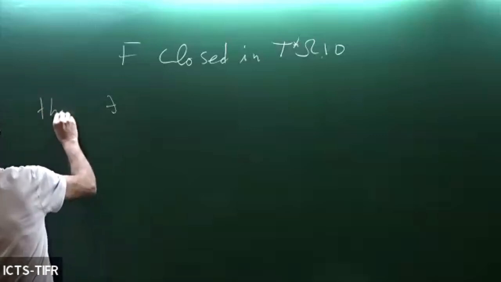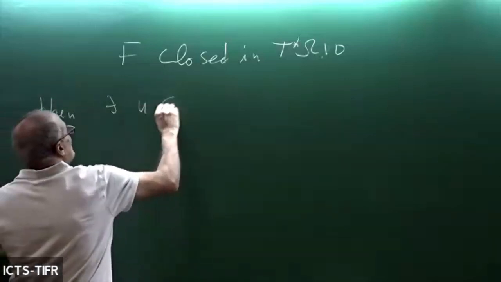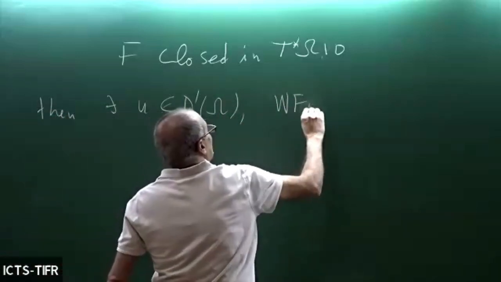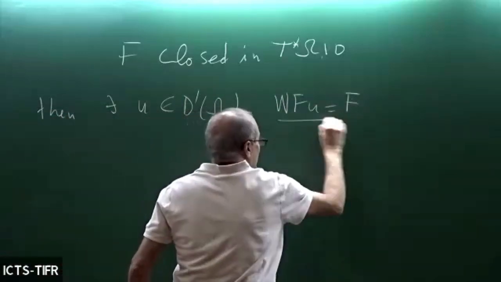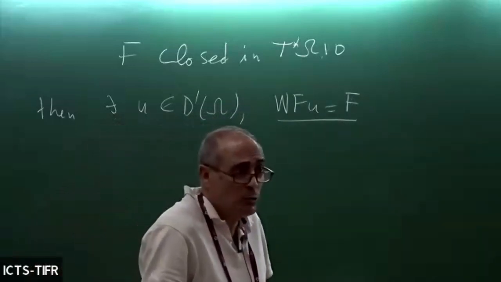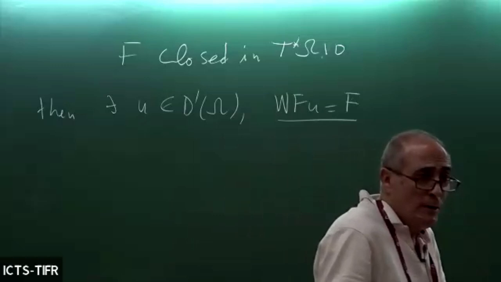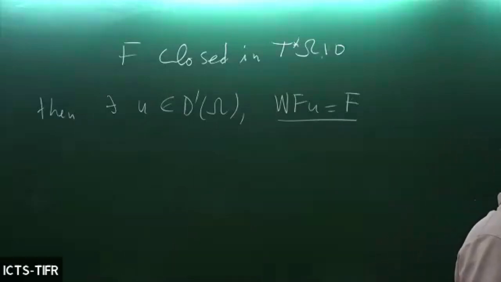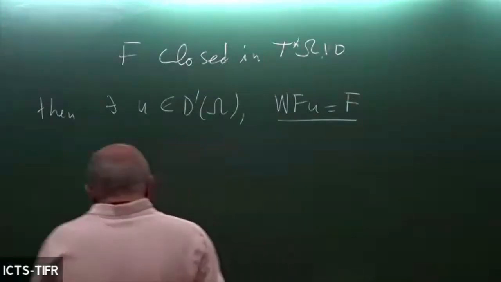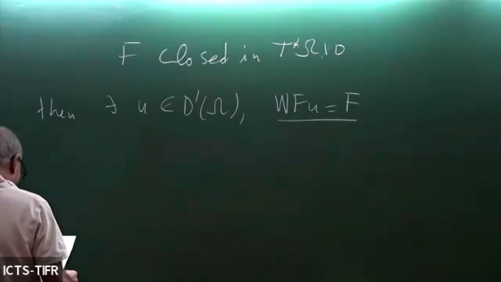Then there exists U such that the wavefront is exactly F, like the support of a distribution. When you take a closed subset of omega, you can find the distribution U such that F is exactly the support. And it starts with this simple remark.